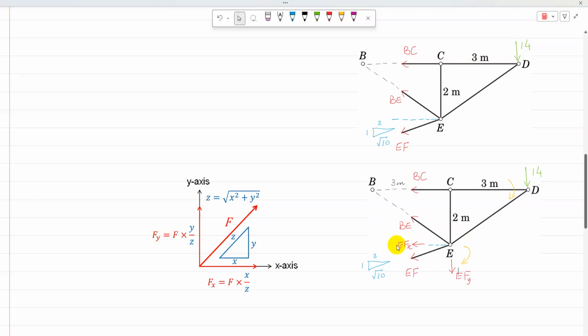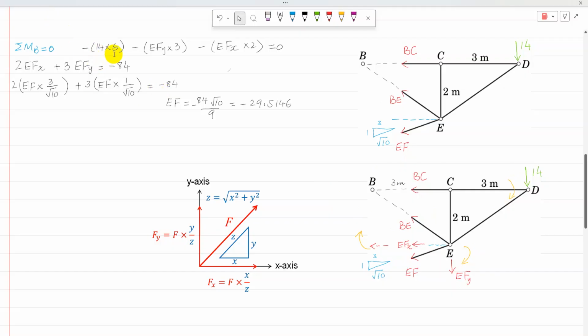Then for EFX, the line of action of EFX is somewhere there, and its perpendicular distance is equal to CE, 2 meters. That is the perpendicular distance, and it's again going to produce a moment in the clockwise direction. So all three moments, 14 times 6, then EFY times 3 and EFX times 2, are in the clockwise direction. So all are taken as negative. So now the moments are minus 14 times 6 minus EFY times 3 minus EFX times 2, and it can be written as 2EFX plus 3EFY minus 84.